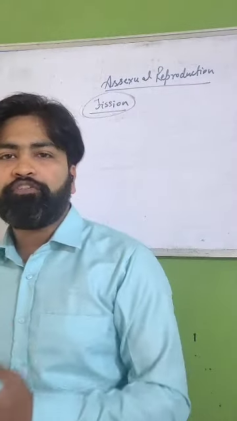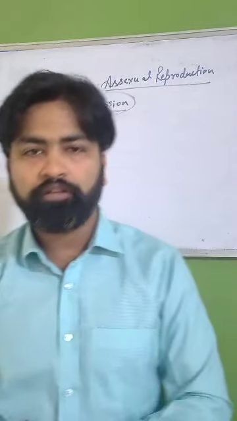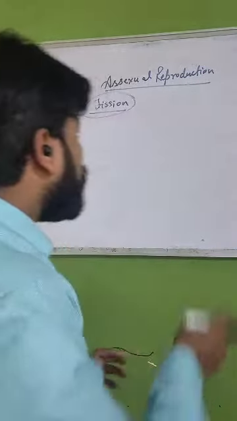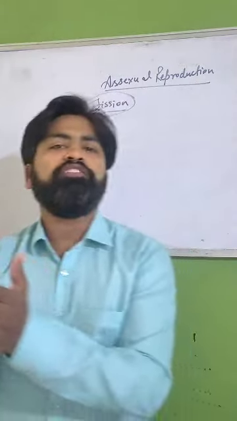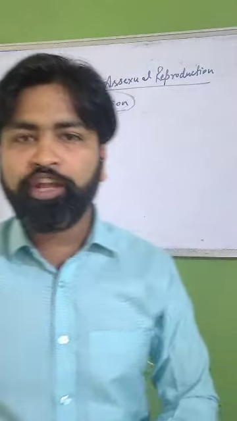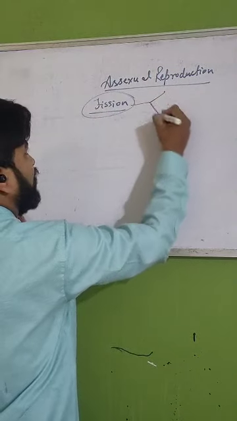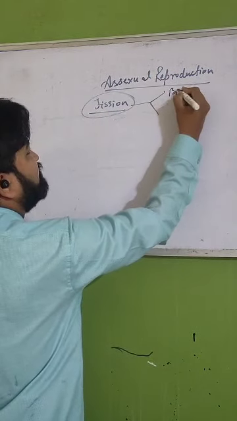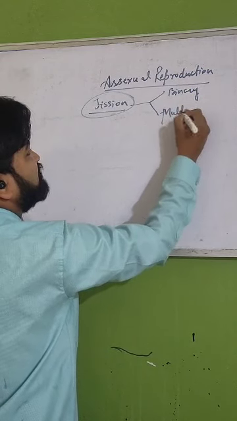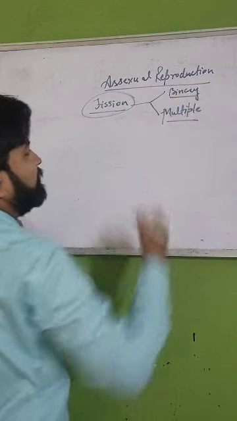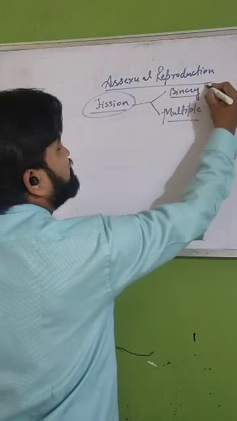Fission means dividing, division or separation. It is a type of asexual reproduction where the parent body is divided into two or more new individuals. Fission is generally of two types. First one is binary fission and the second one is multiple fission. If we talk about binary fission, the best example for binary fission is amoeba.